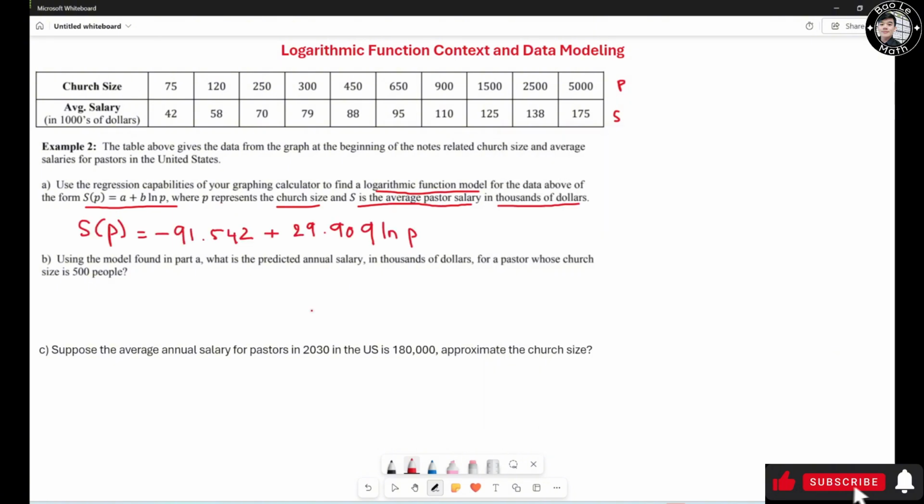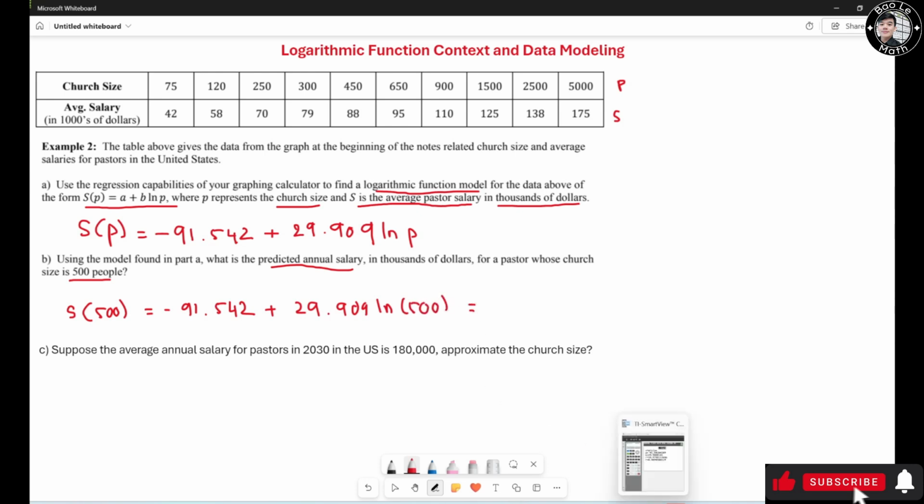So here's the function. Question B. Using the model found in part A, we need to find the predicted annual salary when the job site is 500 people. So basically, you just substitute 500 for P, right? So S of 500 equals negative 91.542 plus 29.909 natural log of 500, right? So you hit the calculator, you get the answer.